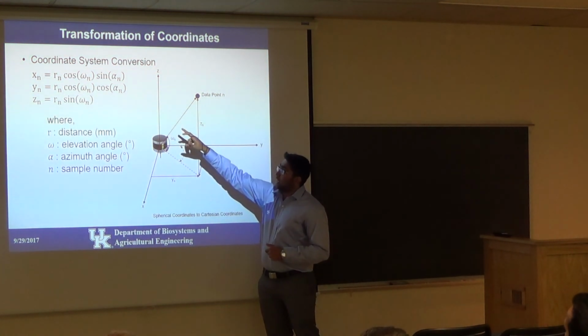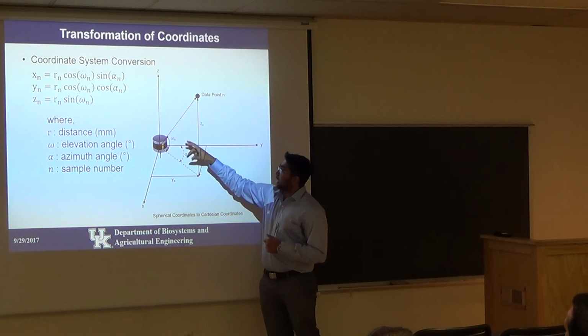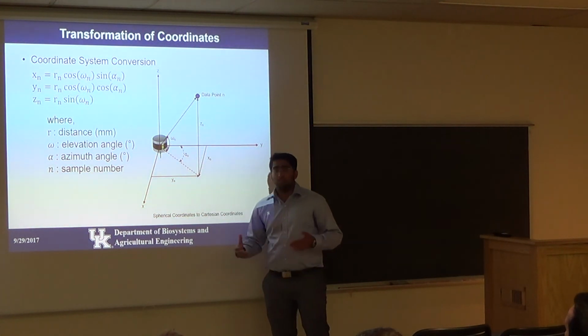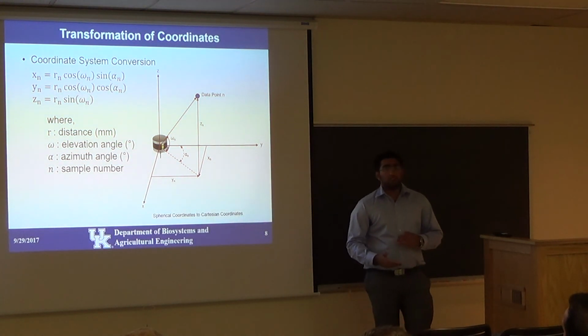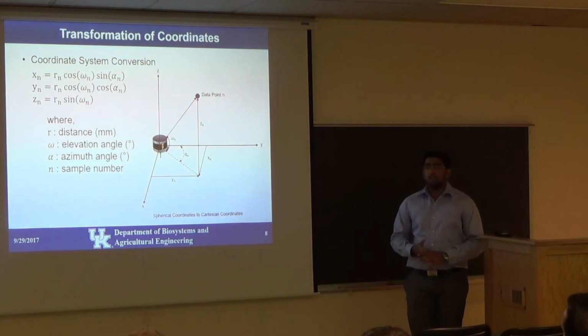And from this conversion, for a single point, you can convert the spherical coordinates into Cartesian coordinates and map the whole system. You want to convert this into a Cartesian coordinate system because it's really easy to work in Cartesian rather than working in polar coordinates.